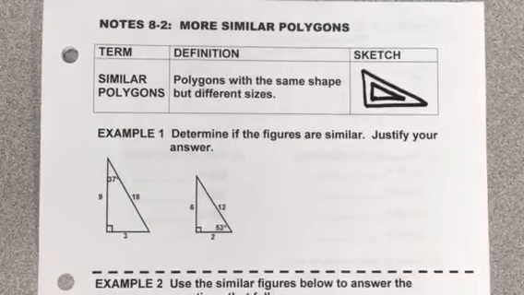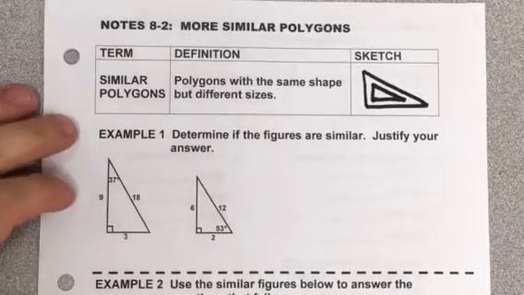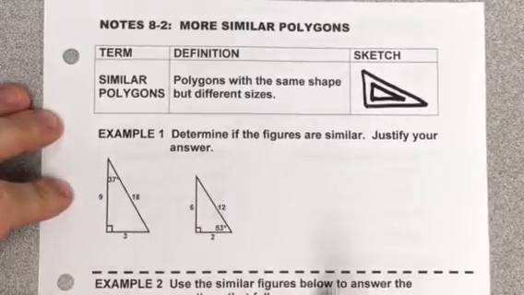Today we'll be talking about more similar polygons. Again, similar polygons are polygons with the same shape but different sizes. So look at example 1. Determine if the figures are similar, and justify your answer.